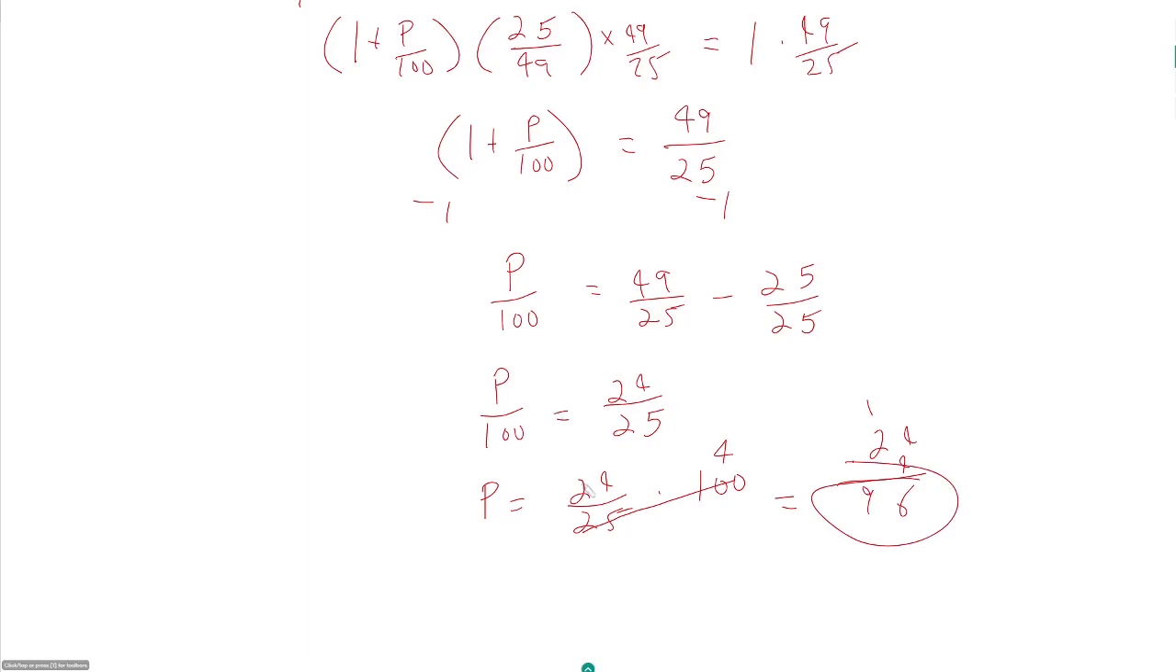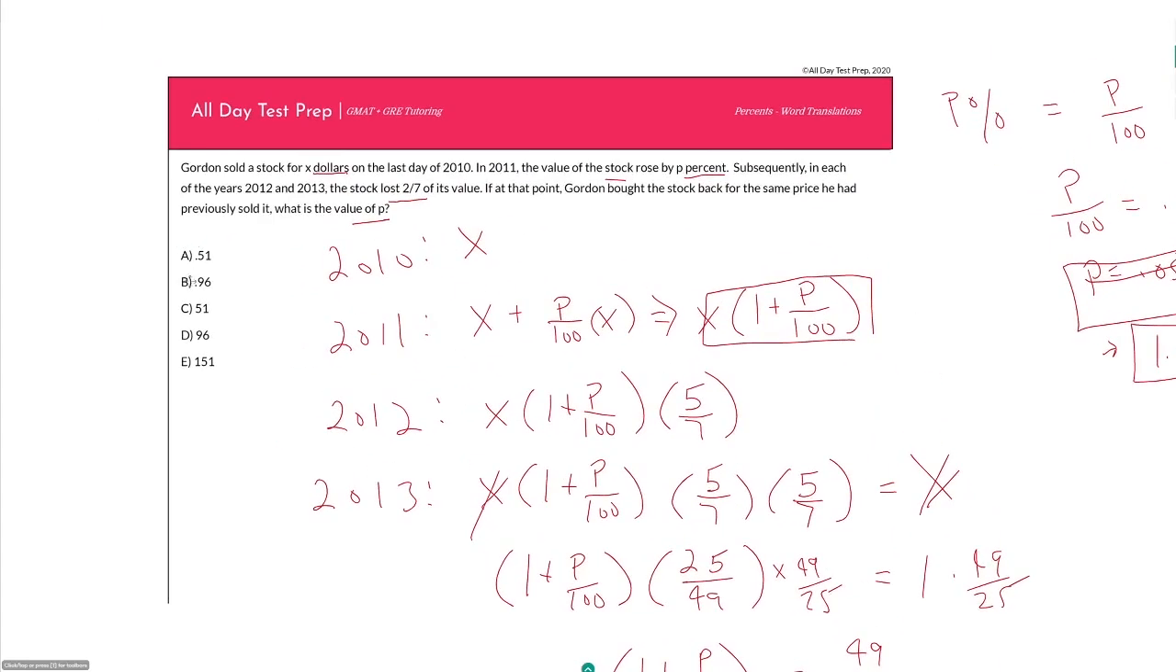And because I'm confident that we translated all of our statements correctly, I don't have to worry about, do I have to divide this 96 by 100 or do I have to multiply it by 100? 96 is the value for P. And D is our answer. And so sometimes I think, even though this sentence here, so in 2011, the value of the stock rose by 96%. And so it rose by 0.96, but P is still equal to just 96.